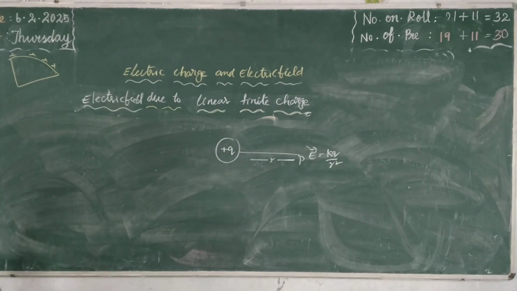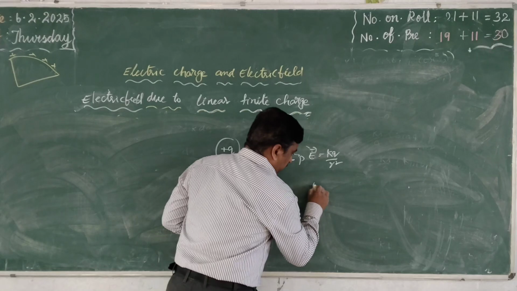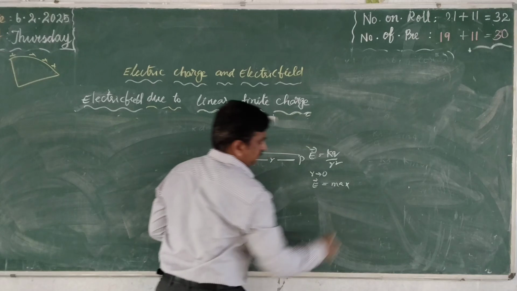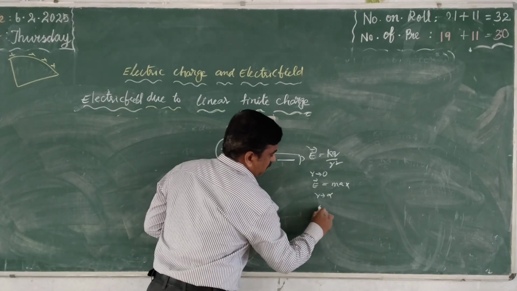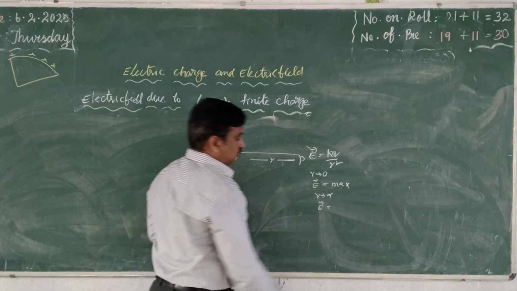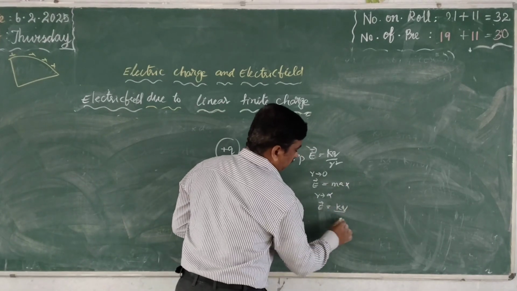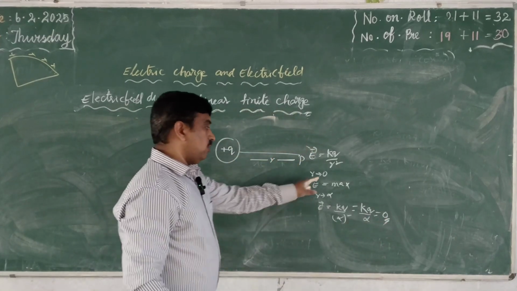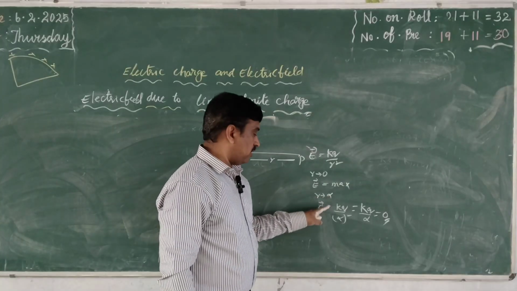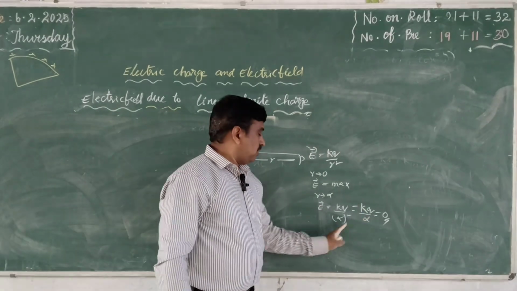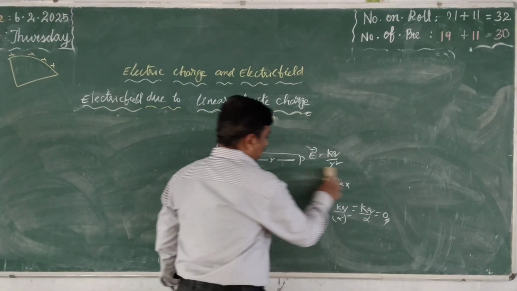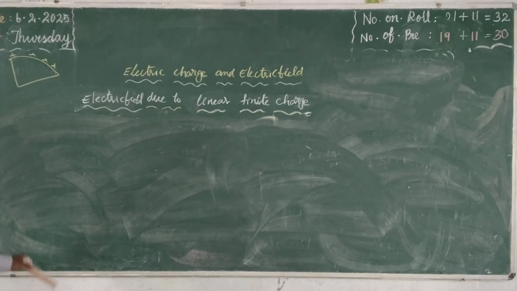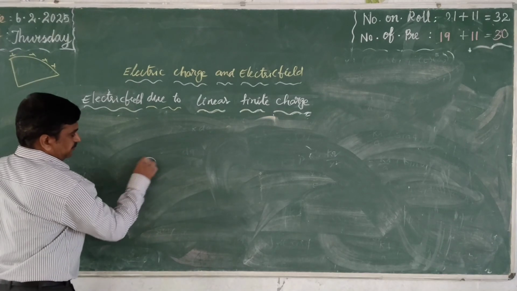For example, R tends to 0 means electric field is maximum. R tends to infinity means electric field is minimum, that is 0. Why? Because KQ by infinity square means 0. So R value 0, E is maximum. R value maximum, E value 0. Electric field is maximum near the charge and 0 far away. We can take a plus Q charge here.